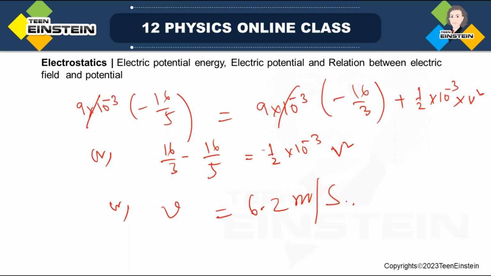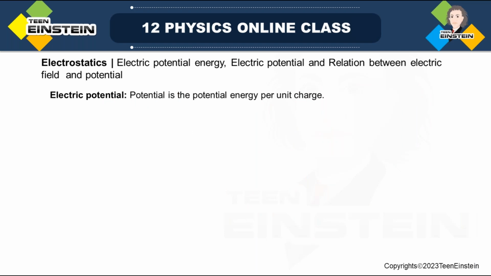Now we will move on to the topic called potential. So what is electric potential? Just like electric field strength was Coulomb force per unit charge, similarly here potential is the potential energy per unit charge. It is denoted by V. So V equals potential energy U by Q0.